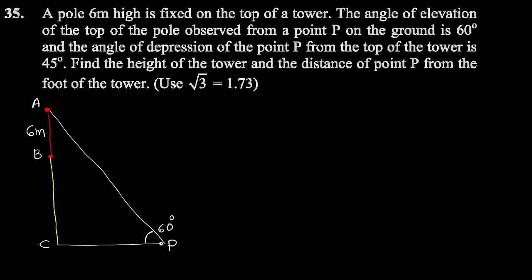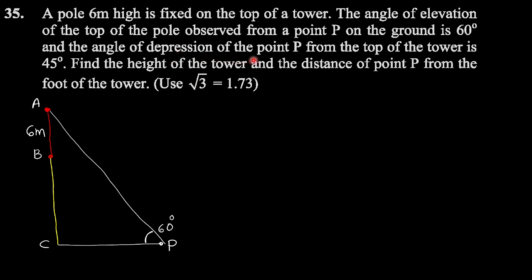Avin, Sara, clear? 60 degrees, and the angle of depression of the point P from the top of the tower is 45 degrees. B is the top of the tower. I told you this yellow colored one is the tower, and the red colored one is the pole, something like a statue.